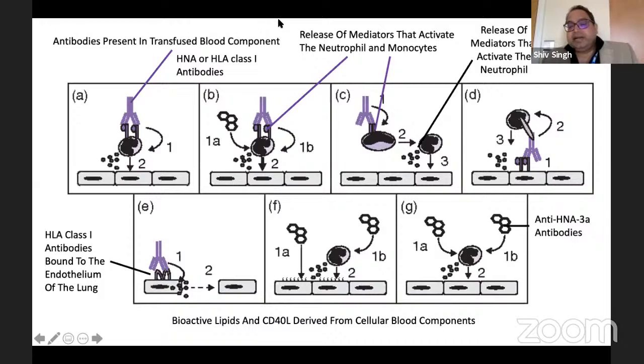There might be mediators present within the cellular blood components which are not very strong. They themselves cannot cause release of the mediators from the neutrophils, but acting together, these bioactive lipids or CD40L, which are derived from cellular blood components, can stimulate the neutrophils. They're not very strong factors themselves, so in the presence of other factors, they would cause release of the mediators.